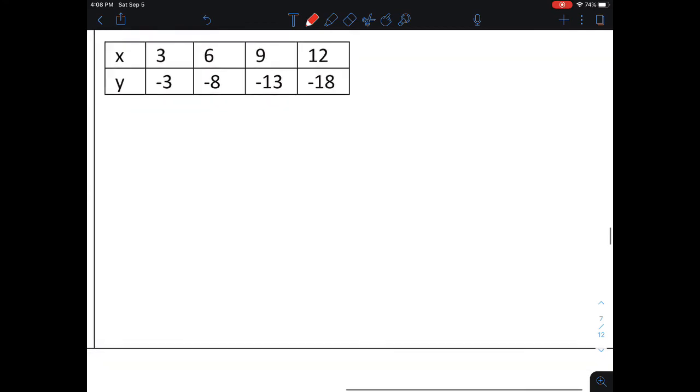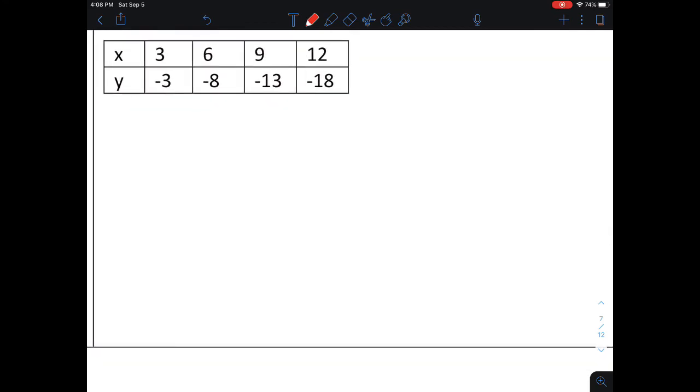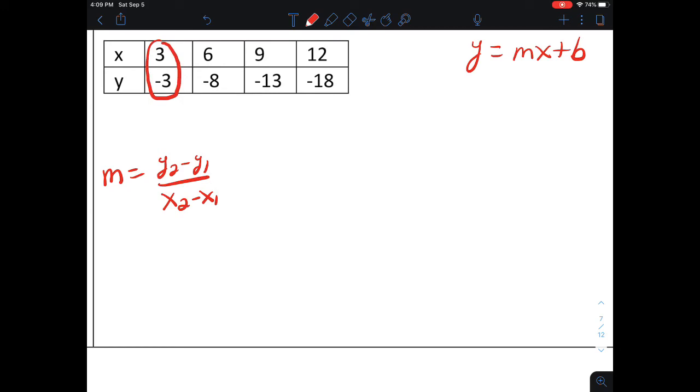Okay, last one here. I'm given a table of a line, and I want to write this in slope-intercept form of the line. So y equals mx plus b. I need to find my slope. So m is going to equal y2 minus y1 over x2 minus x1. And I'm going to use the first 2 points again. They tell me it's a line, so it doesn't matter what points I use.